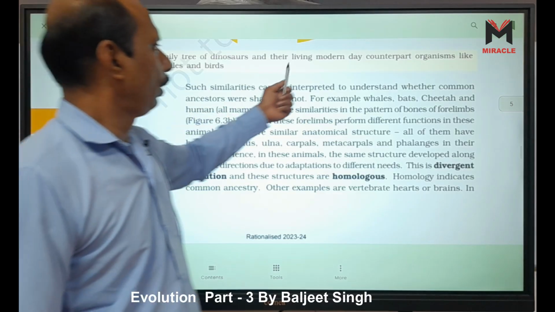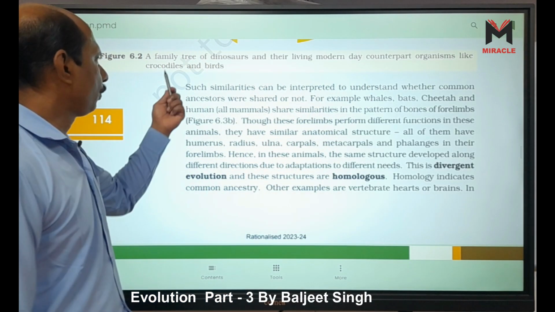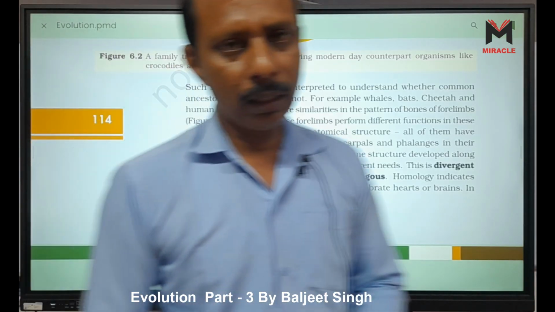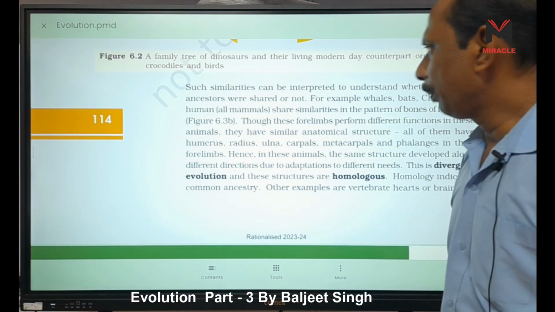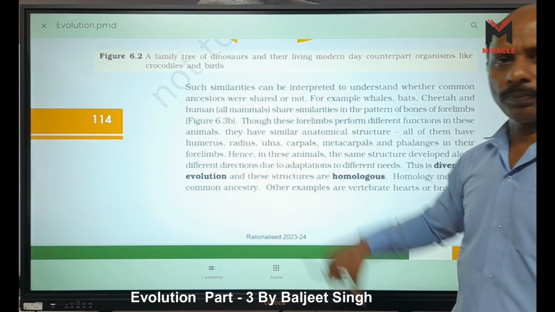That is given here also. Living modern day counterpart. So what are the living modern day counterparts? Obviously, which ones? Crocodiles and birds. They are living today also. Such similarities can be interpreted to understand whether common ancestors were shared or not.